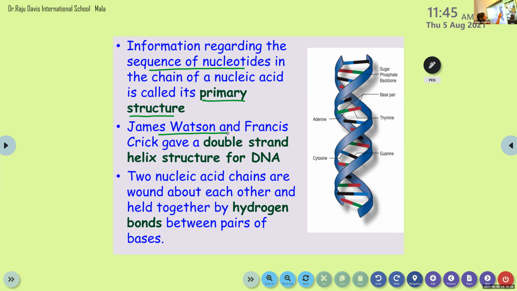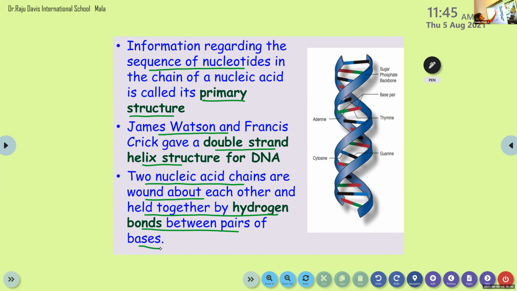Here you can see there are two strands. Two strands, they are parallel to each other. This structure is known as double strand helix structure and it's in a coiled form. So two nucleic acid chains are wound about each other and held together by hydrogen bonds between the pairs of bases.